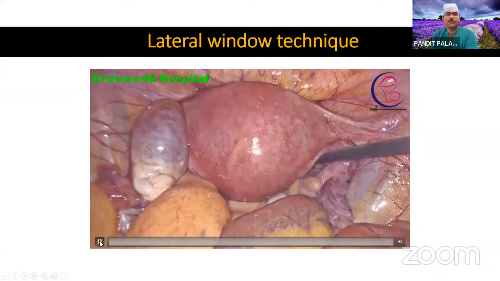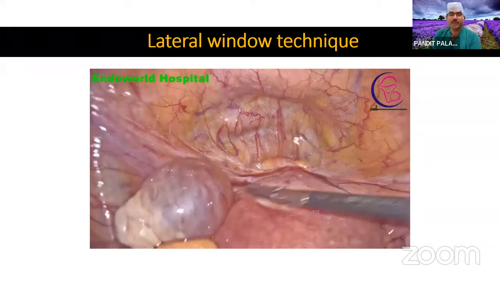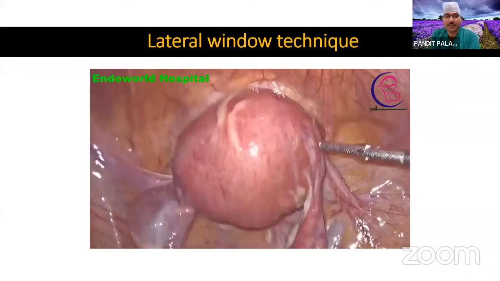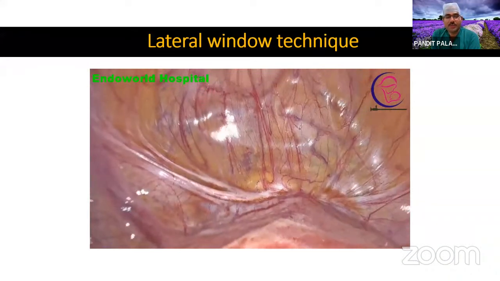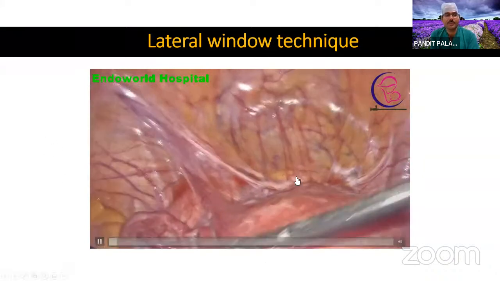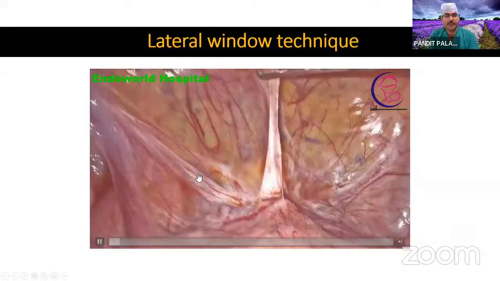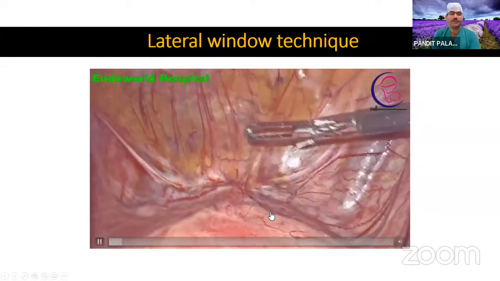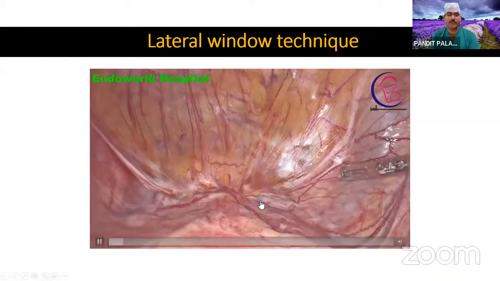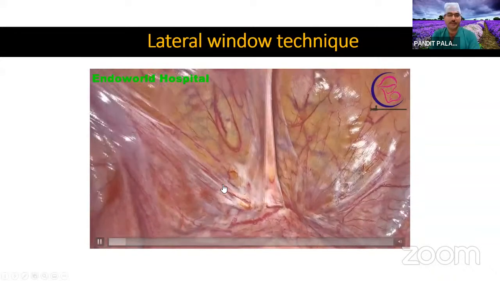This is a patient with previous two cesarean sections, just a bulky uterus. Anteriorly, you can see the bladder is densely adherent to the cervix and the vagina. Here you can see the fold, this is the adhesion anteriorly. You can see the bladder is adherent at the level of the isthmus, internal os, and you can see the uterine vessels just lateral to the bladder adhesions.